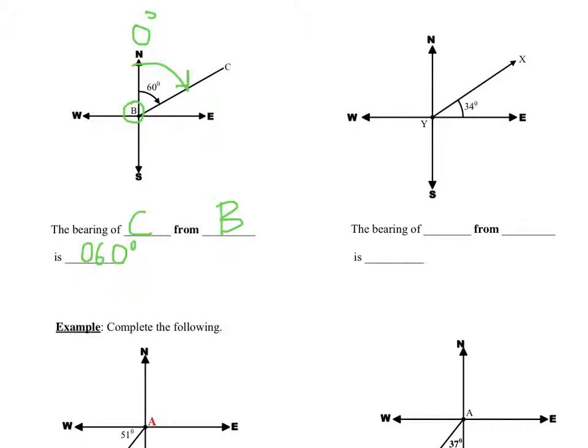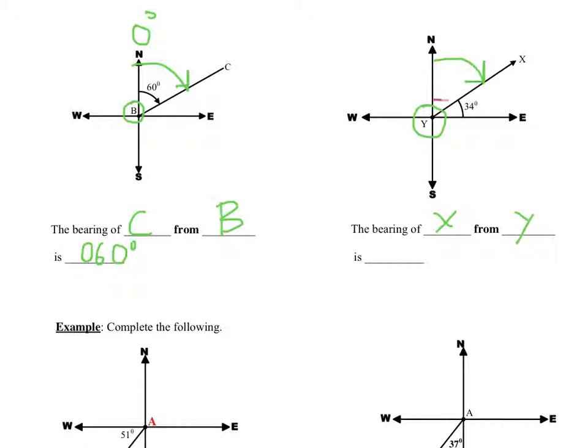Now, for this one here, notice that the centre of the compass is at Y. That means the bearing is being taken from Y. So we're looking at the bearing of X from Y. Now we're looking at the clockwise angle from north. That's always what you're looking at. Clockwise from north. How do we work that out?